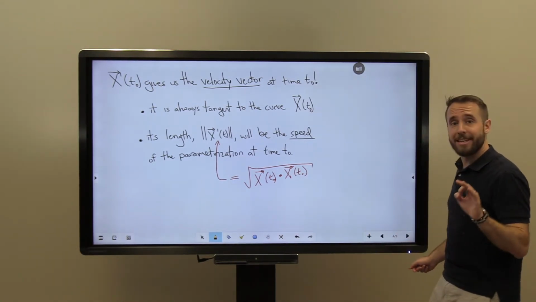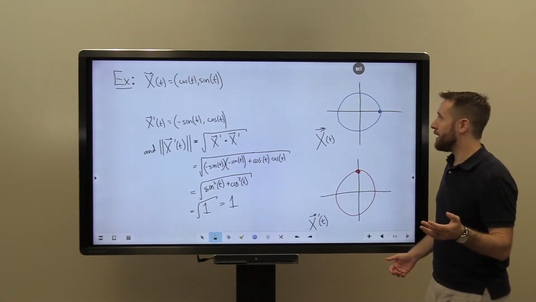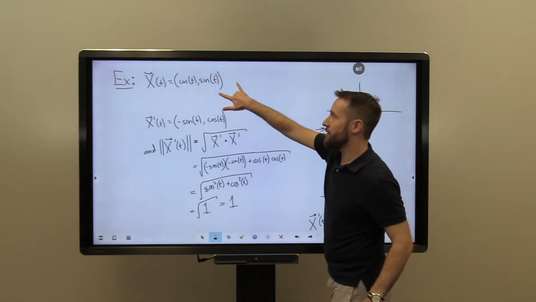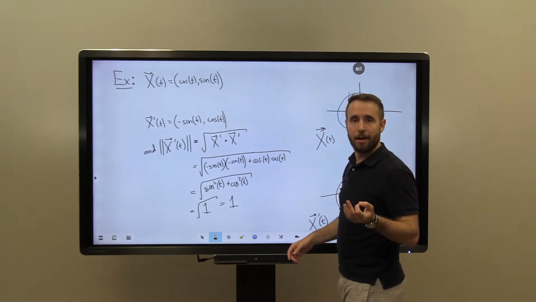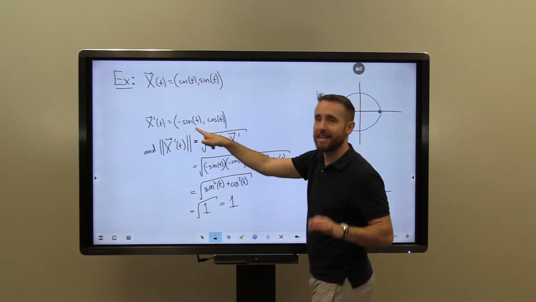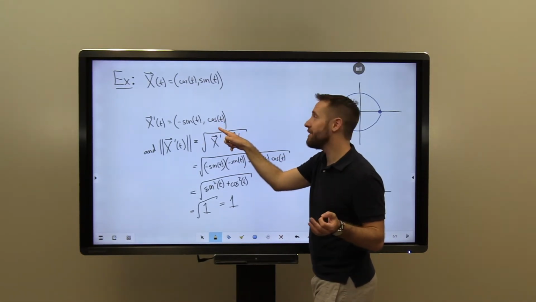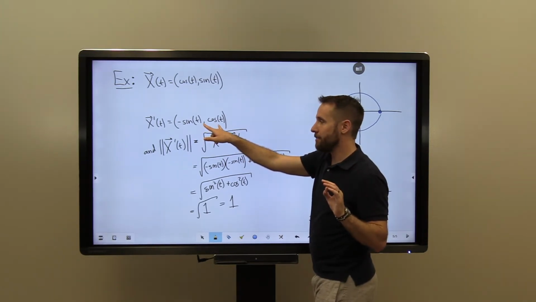All right, so let's see an example of this, right? We'll go back to our old friend, the unit circle, being traced out using this parameterization. What we've seen is that the derivative of x of t will be x prime of t, which is: the derivative of cosine is negative sine, the derivative of sine is positive cosine. So this will be our velocity vector.